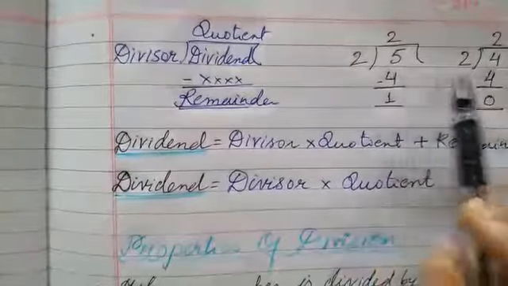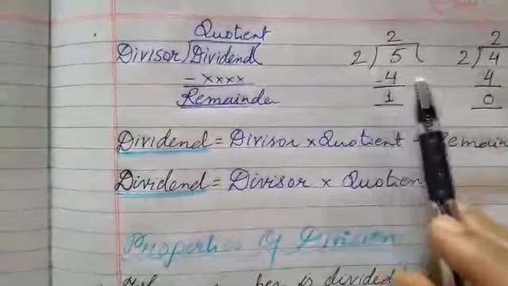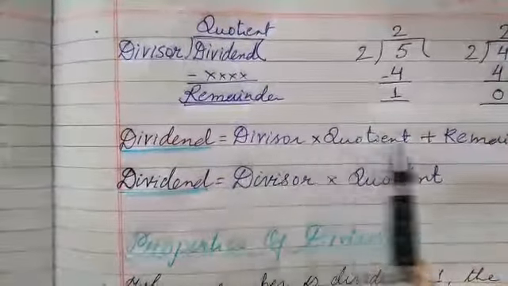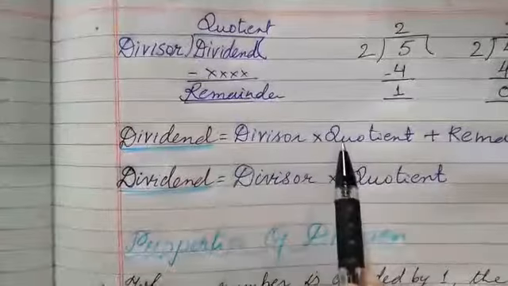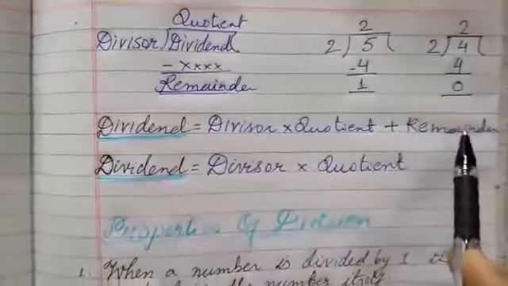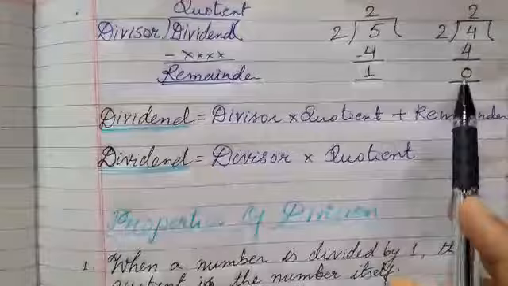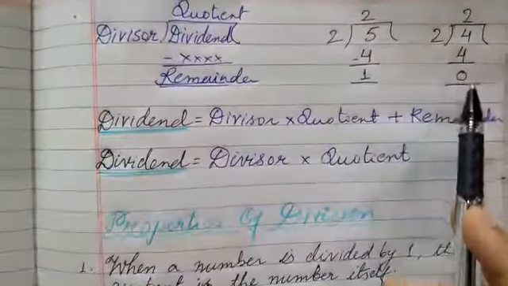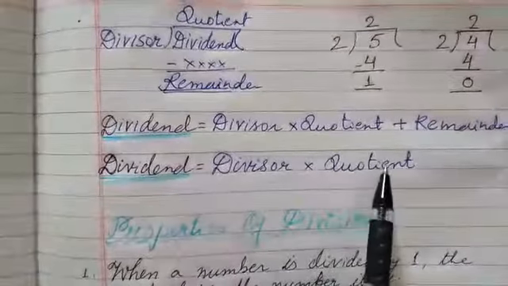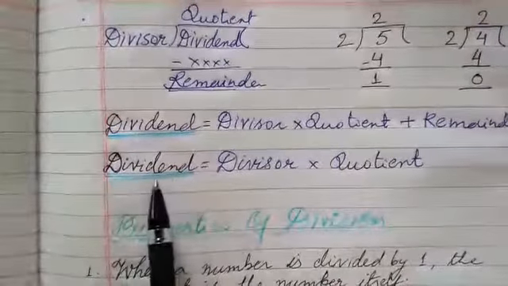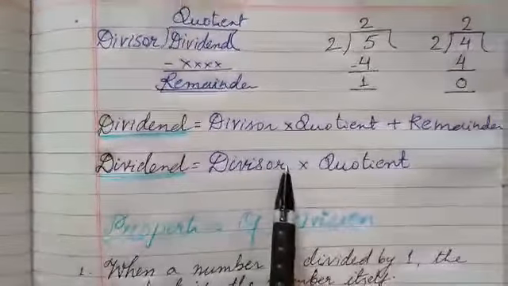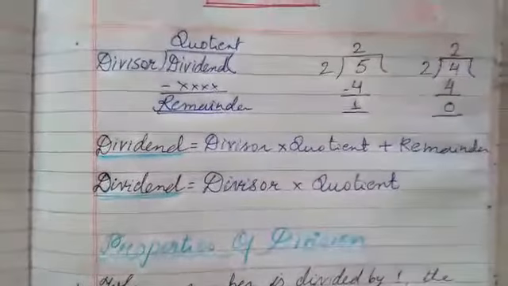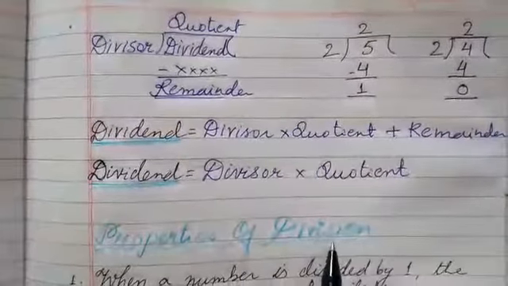But in both cases, if we have to check, the formula for checking is: if there is something as remainder, then we apply this formula, dividend equals divisor multiplied by quotient plus remainder. And if there is nothing in the remainder, meaning 0 in the remainder, then divisor multiplied by quotient gives the value of the dividend, which helps us in checking whether our division is correct or not.